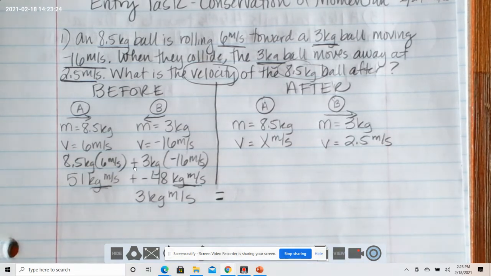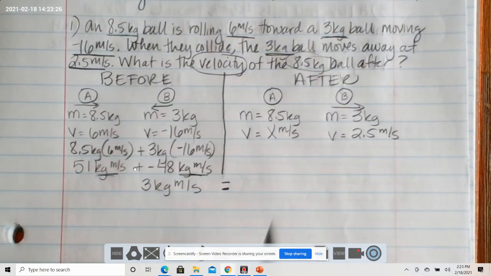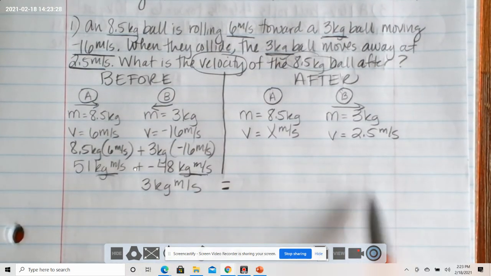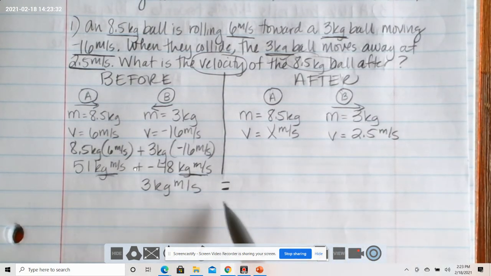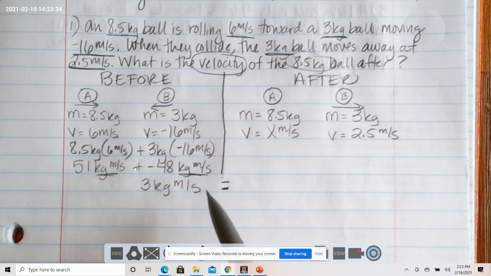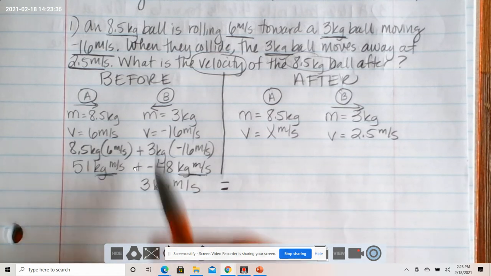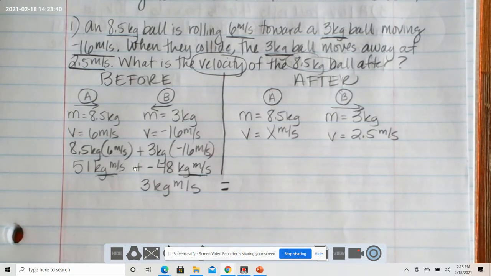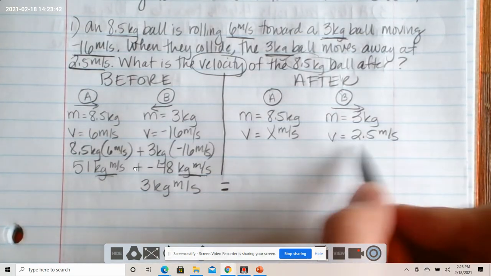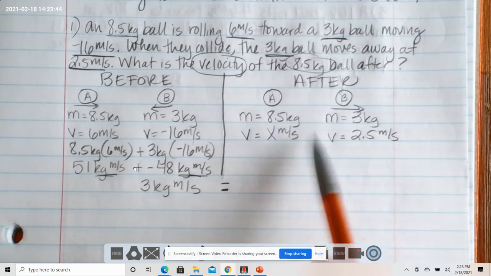Now I'm going to put an equal sign to remind myself that that is going to equal what's over here. Because we're going to do all the problem over here, and we're going to drop it down, and we're going to solve. Okay, so the total momentum before the collision of both of the balls is 3 kilograms meters per second. So now over here, I do the same process. Mass times velocity plus mass times velocity.